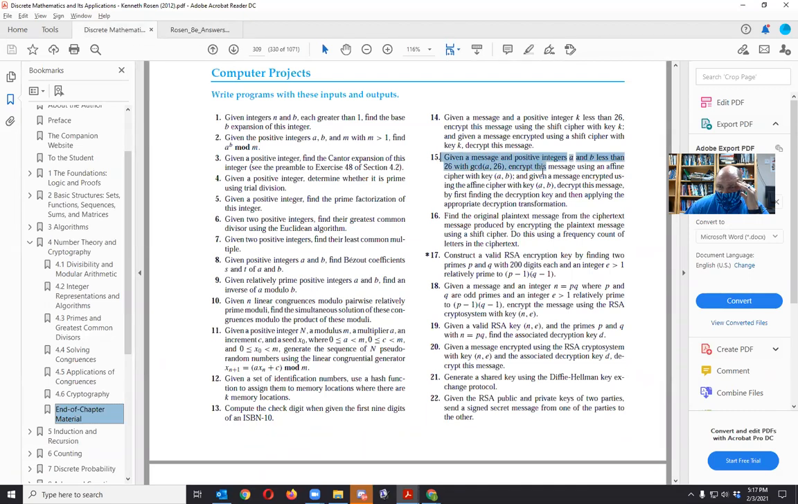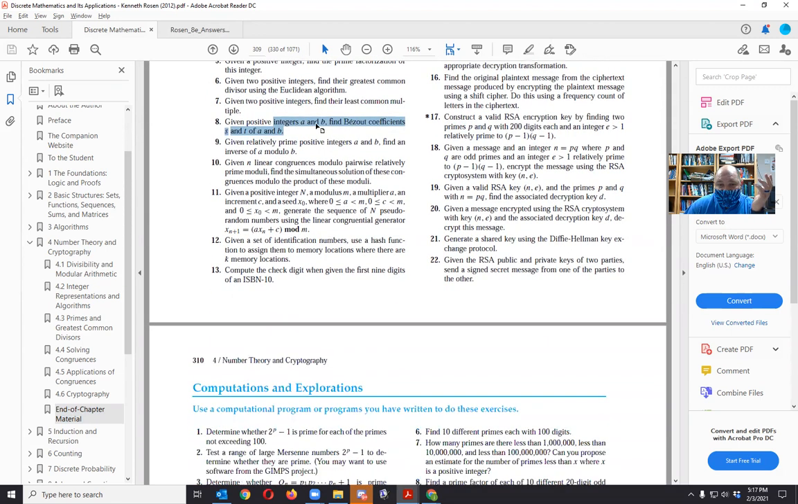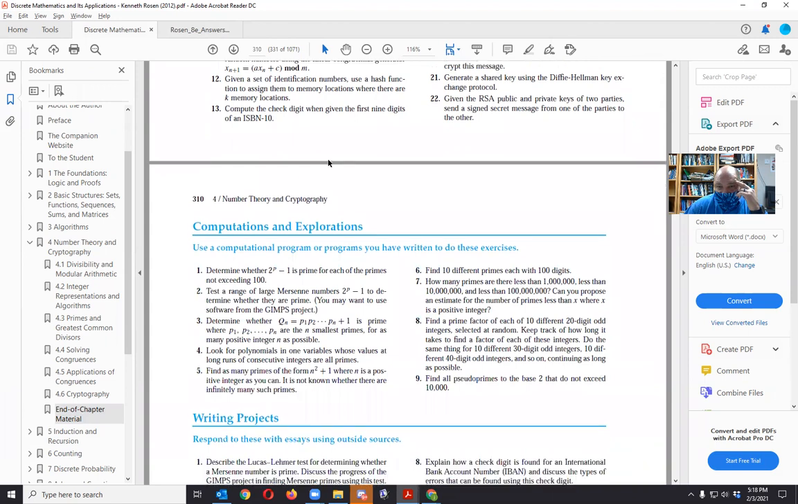All right, given a message and positive integers a and b. Okay, so here's the idea. Find one of these and work through one of these problems. Find the coefficients of x, right? And so you can write a program with these inputs and outputs. They're a little more challenging sometimes. This is the one.